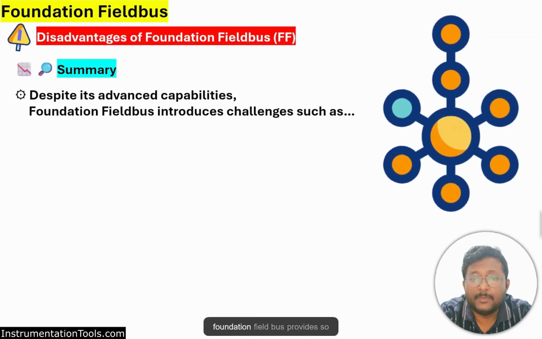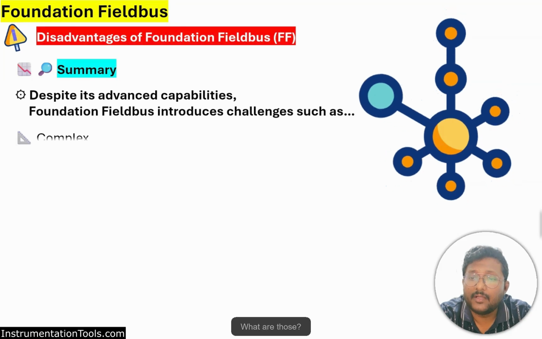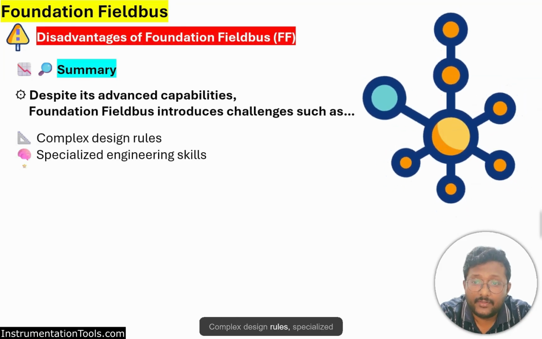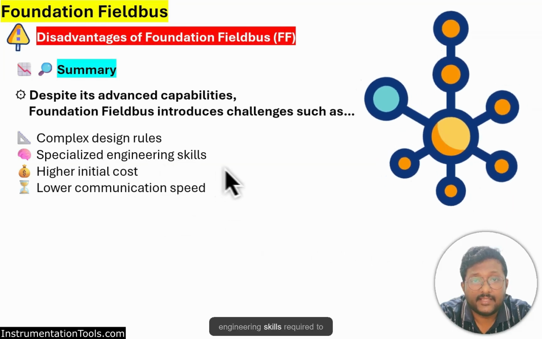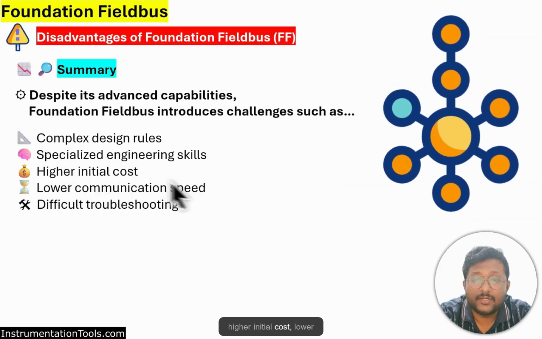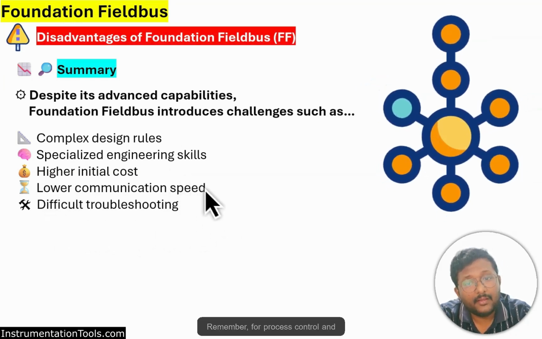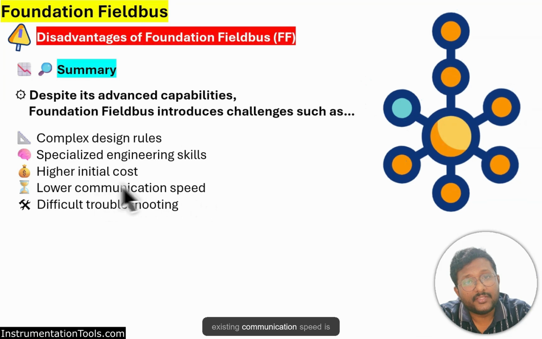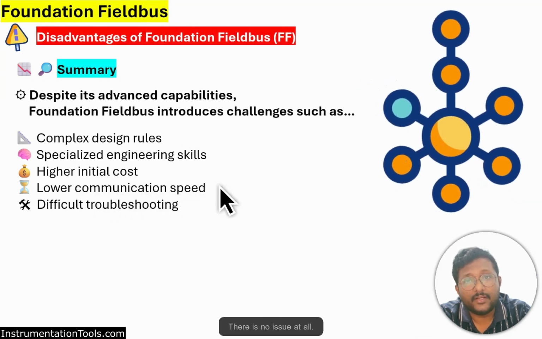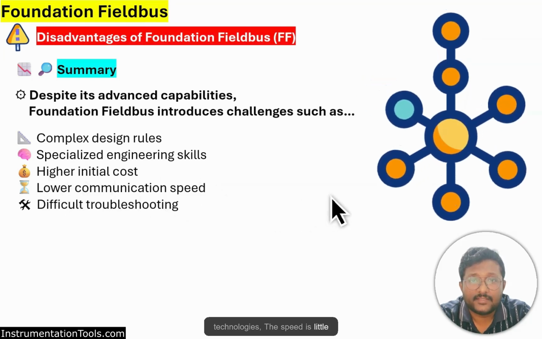So Foundation Fieldbus provides so many advantages and some problems, right? What are those? Complex design rules, specialized engineering skills required to manage it, higher initial cost, lower communication speed, and difficult troubleshooting. Remember, for process control and monitoring applications, the existing communication speed is fine. There is no issue at all. But when you compare with other technologies, the speed is a little less.